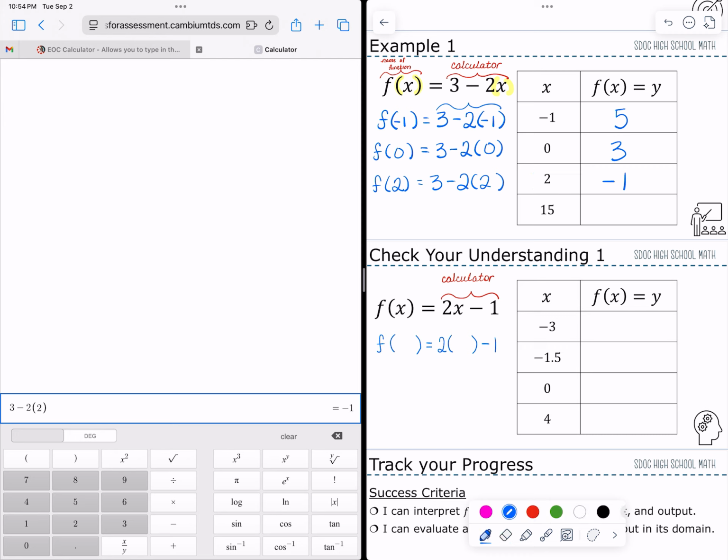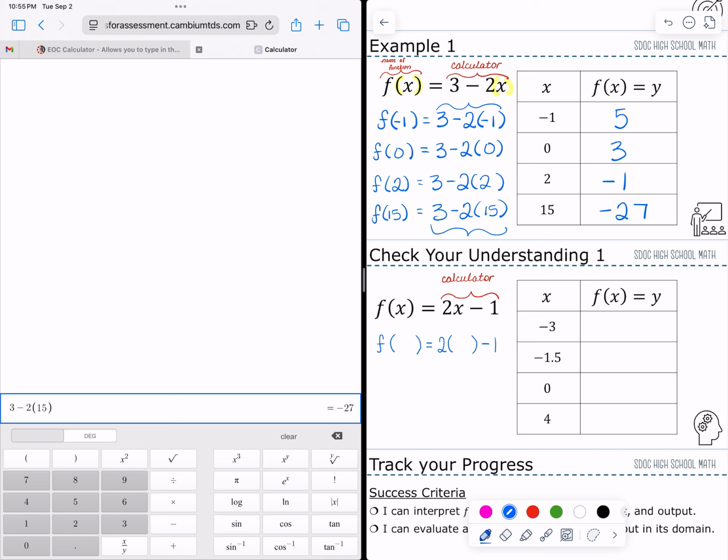All right, the final time that we do this, f of x is equal to 3 minus 2 times x. Now our x is 15. Now keep in mind that every time, that's all we're plugging in there. It's all we're placing in the calculator. So we have 3 minus 2 times 15 gives me negative 27.